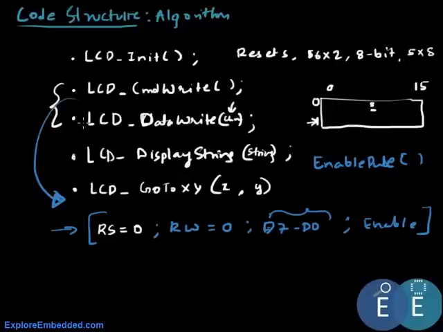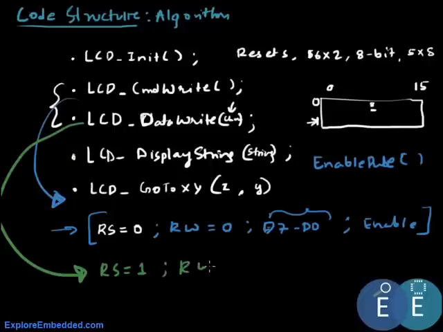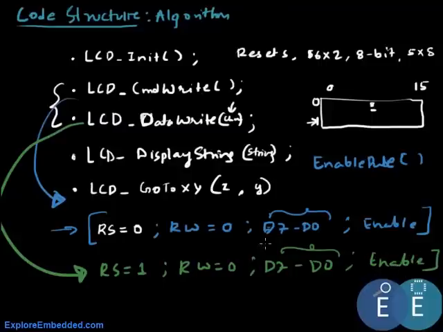Now similarly for lcd data write, as you could guess, the register select would be 1 since we are selecting the data register. Again we are writing into the LCD, so read write would be 0, and instead of a command we will have the actual data, the ASCII values, to be displayed on D7 to D0, and we send an enable pulse. So this displays the letter. Now if you want to know specifics about the timings and all of the details, just watch the HD44780 video. That would help you in a great way.